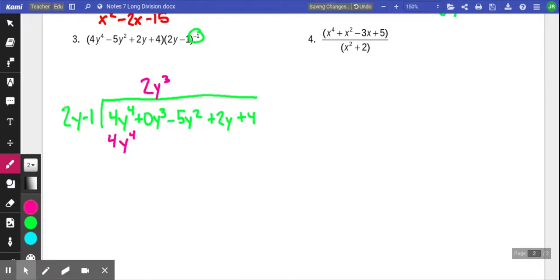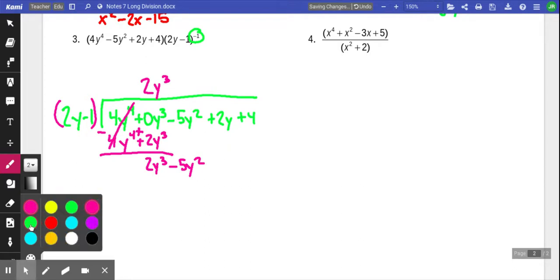And then I need to distribute. So I need to multiply this by the binomial. So 2 times negative 1 is negative 2, and then that'll be y to the third. And subtract and subtract. And my y to the fourths cancel each other out. But here I'll have a double negative, which will change to a positive, and 0y to the third plus 2y to the third is 2y to the third. And I'll bring down the next term, which is negative 5y squared.